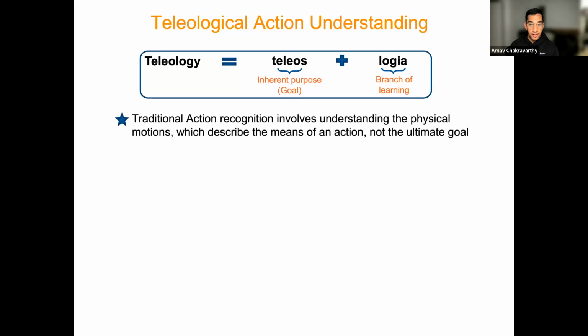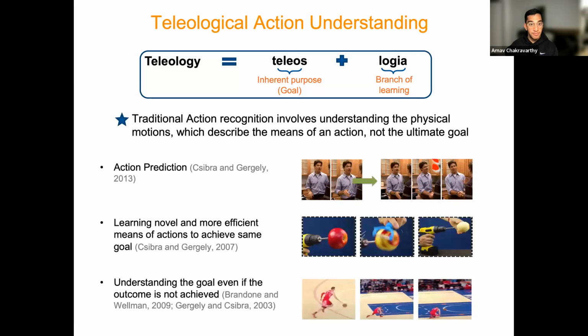There's an abundance of psychology research on this topic, and many researchers argue that humans' understanding of action is teleological as well. This type of understanding enables multiple abilities, some of which are action prediction, learning novel and more efficient means of actions to achieve the same goal, and understanding the goal even if the outcome is not achieved.